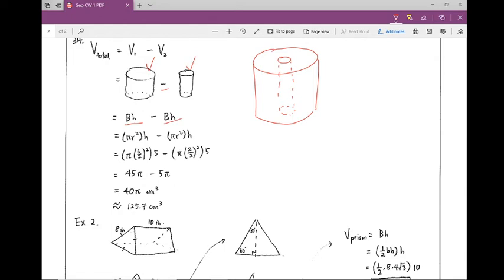Volume, again, it's a cylinder, so base times height, but the base just happens to be a circle. Plug in the information. You're given the diameter, so make sure you divide by 2 to find the radius, and then you're done. The directions, however, asked us to find it to the nearest tenth, so I did 40 times pi on my calculator and rounded to the nearest tenth place to get this answer.